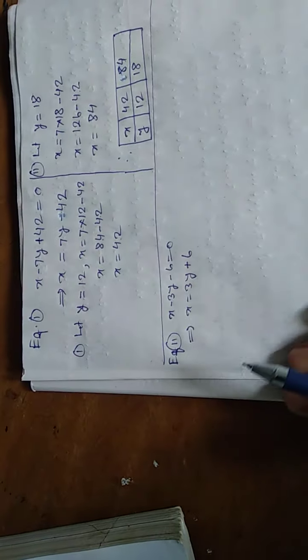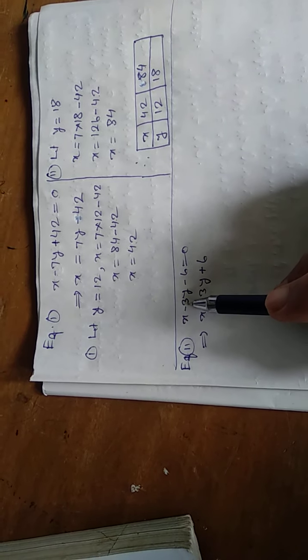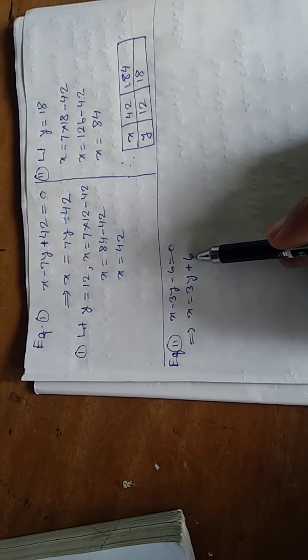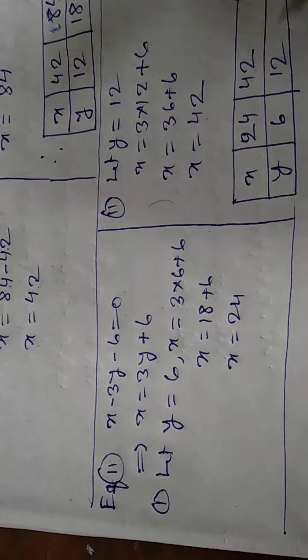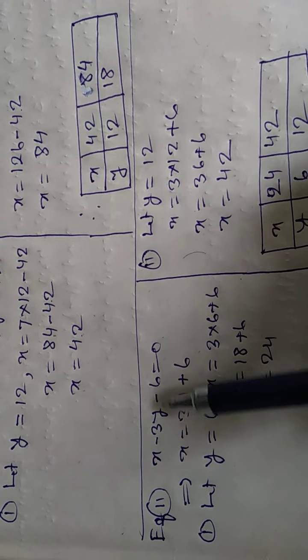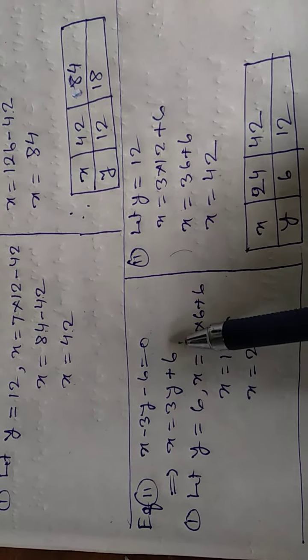Similarly, you will solve equation 2 also. Equation 2, x minus 3y minus 6 equal to 0. X is equal to 3y plus 6. Now we solved equation 2. Equation 2 is x minus 3y minus 6 equal to 0, then x equal to 3y plus 6.